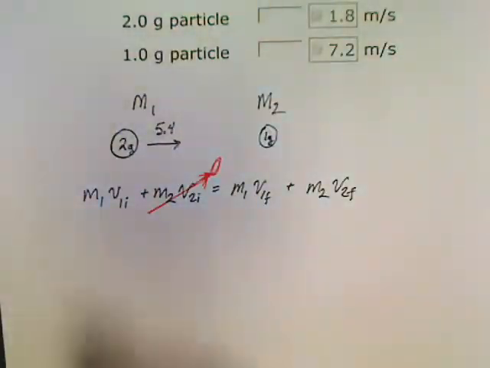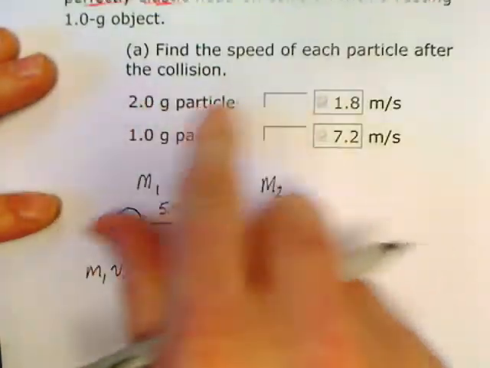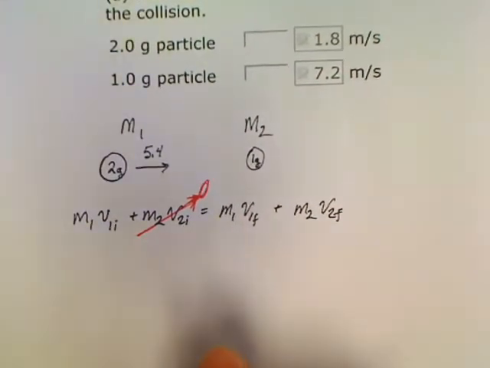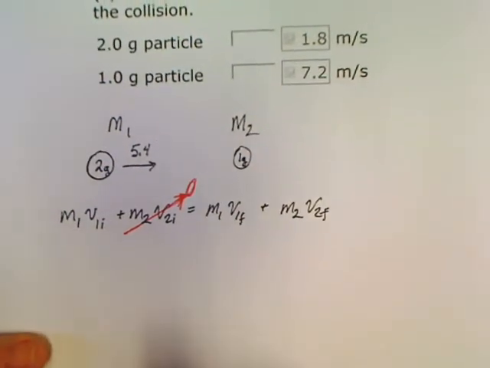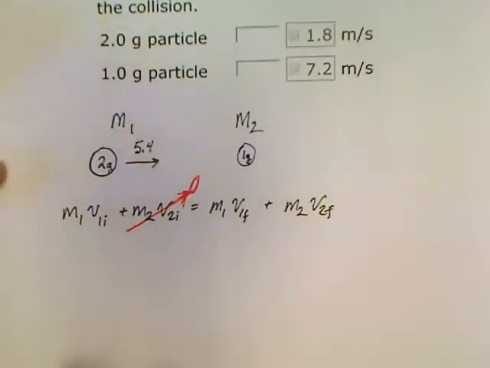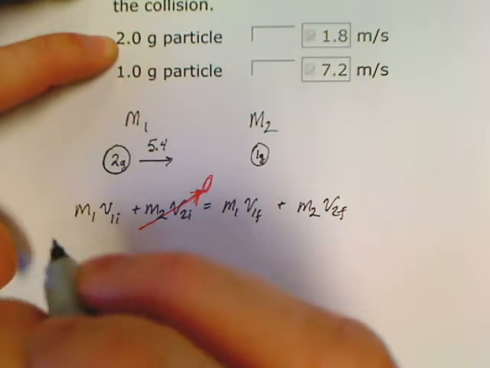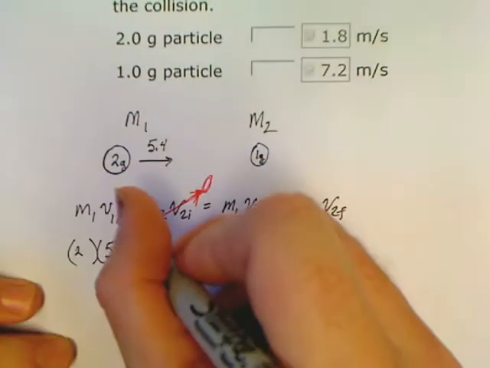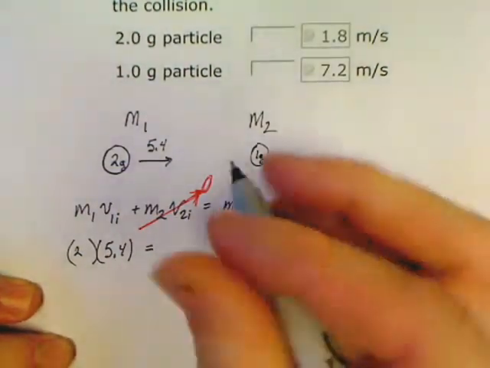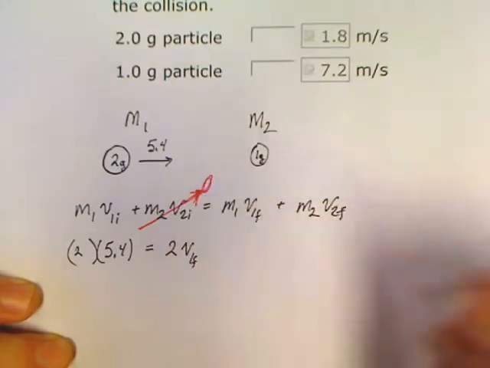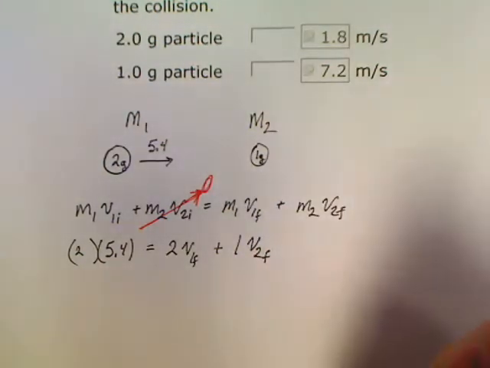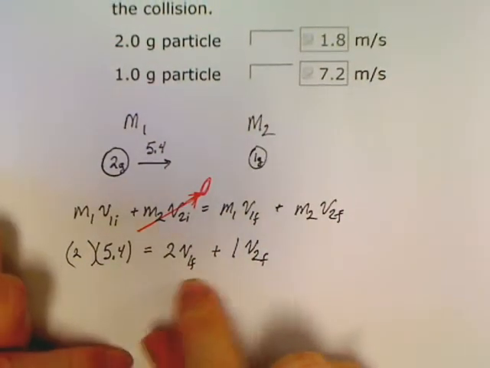Now, what this problem wants you to do is find the speed of these two particles after they hit. As of this time, you cannot do this problem. We have to have a special helper equation. How about we call it that? The helper equation. Go ahead and try to put in your numbers. We've got a 2 moving at 5.4 equals the same 2, V1 final, plus 1, V2 final. How can we find V1 or V2?